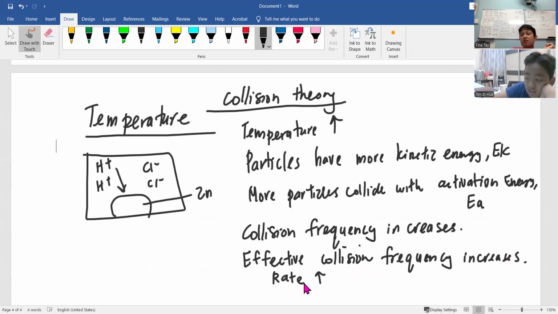This is a 4-mark question that they will always ask you. Not all collisions are effective. Some will react, some won't. The more times they collide, the more chances of having an effective collision, right?